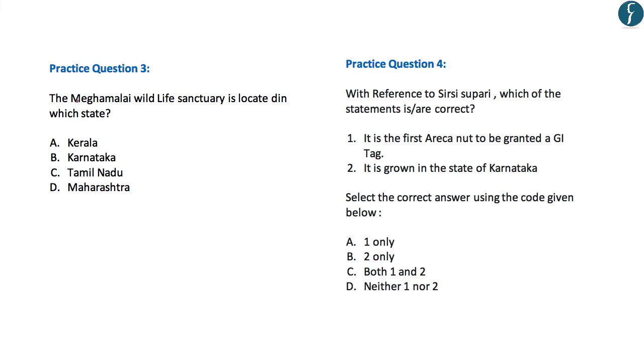Question number 3 reads, the Meghamalai Wildlife Sanctuary is located in which state? The right answer is C, Tamil Nadu. Question number 4 is with reference to the Sirsi Supari. The first statement, it is the first areca nut to be granted a GI tag. This is correct. Second, it is grown in the state of Karnataka. This is also right. Hence, the right answer is C, both 1 and 2.